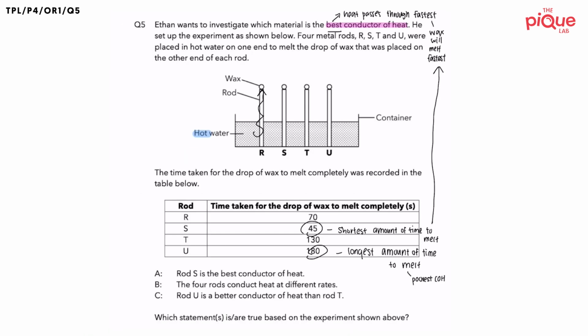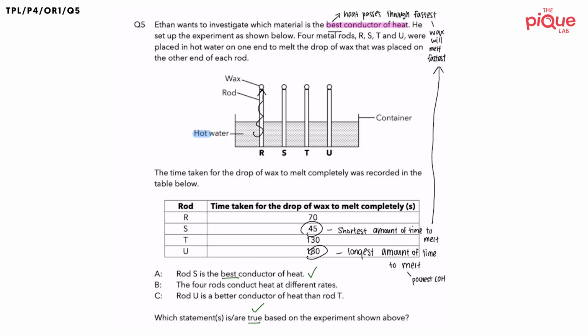Now let's continue with the question. The question wants to know which statements are true based on the experiment shown above. Let's take a look at statement A first. Statement A says that rod S is the best conductor of heat. Do you agree? Yes, we have already established this just now. So let's put a tick.